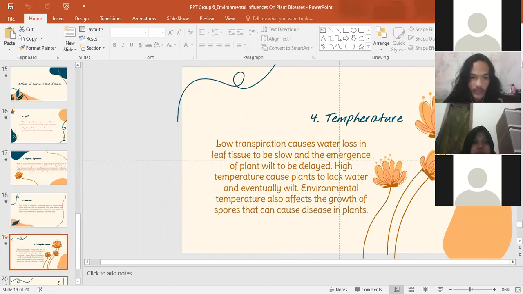Number four, temperature. Low transpiration causes water loss in leaf tissue to be slow and the emergence of the plant to be delayed. High temperature causes the plant to lack water and eventually wilt. Environmental temperature also affects the growth of spores that can cause disease in plants.